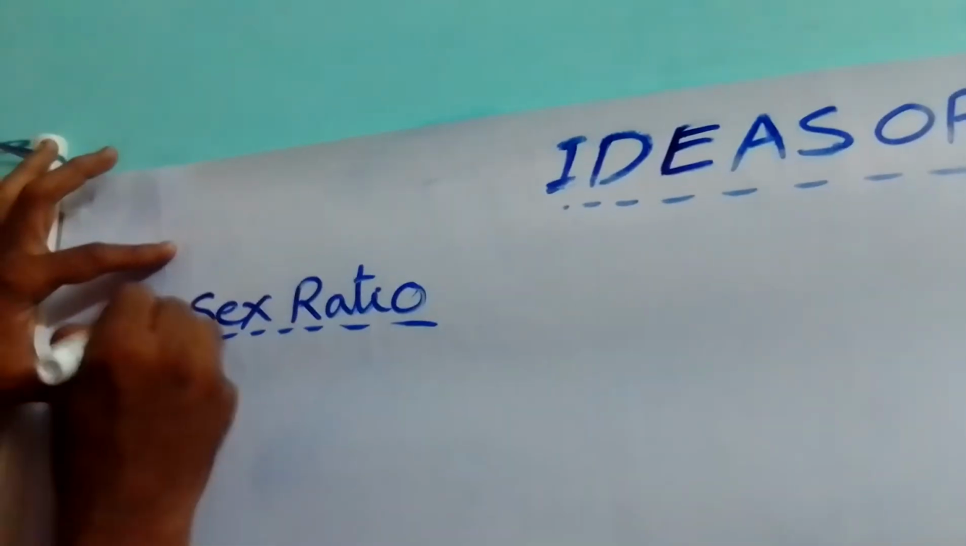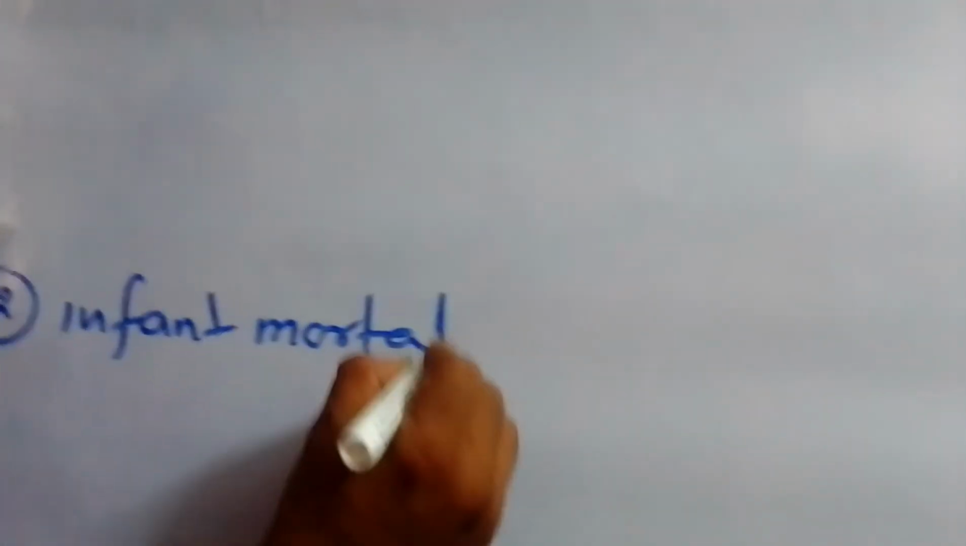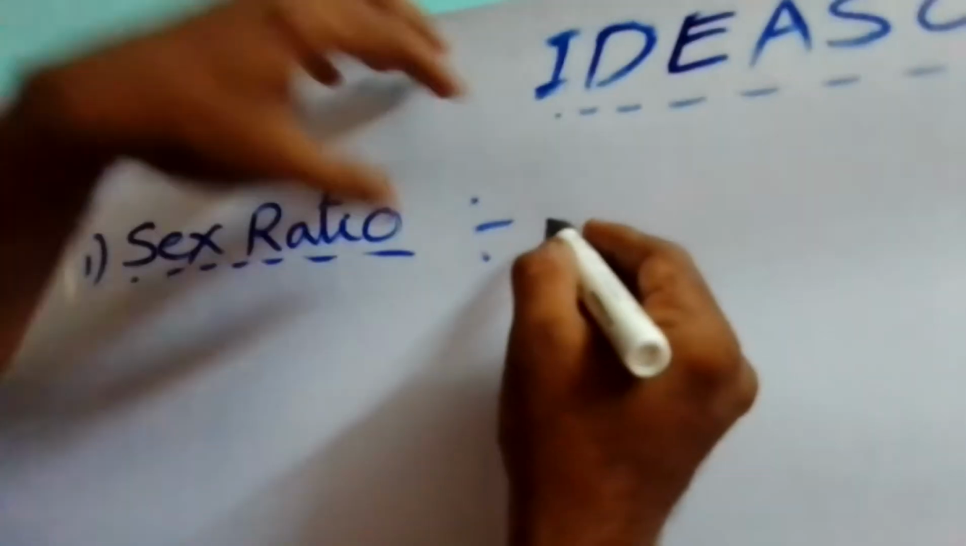Number 1 is sex ratio, and 2 is infant mortality rate. So we have to see these two: one is sex ratio, one is infant mortality rate. And we have to see what is the meaning of sex ratio here.